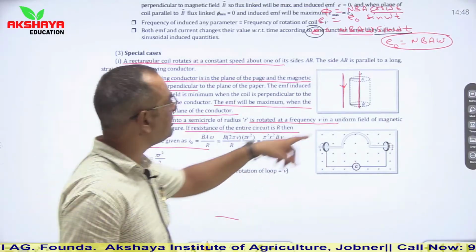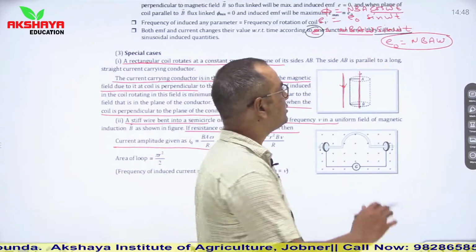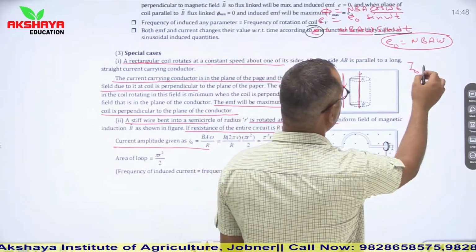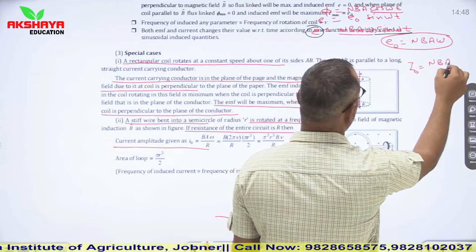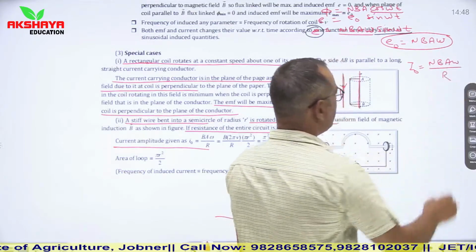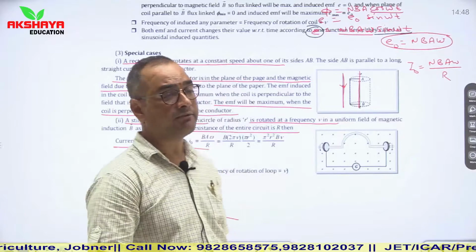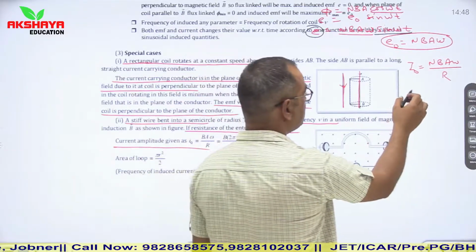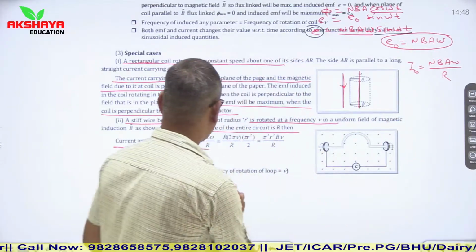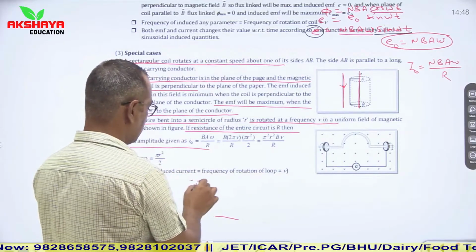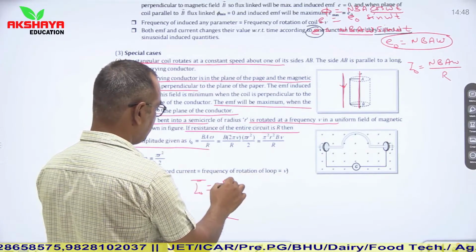So we have clearly seen from here that E naught is equal to NBA omega, so I naught is equal to NBA omega upon R. But here a single stiff wire is bent in circular form, so the number of turns is 1. So we can say that I naught is equal to BA omega upon R.